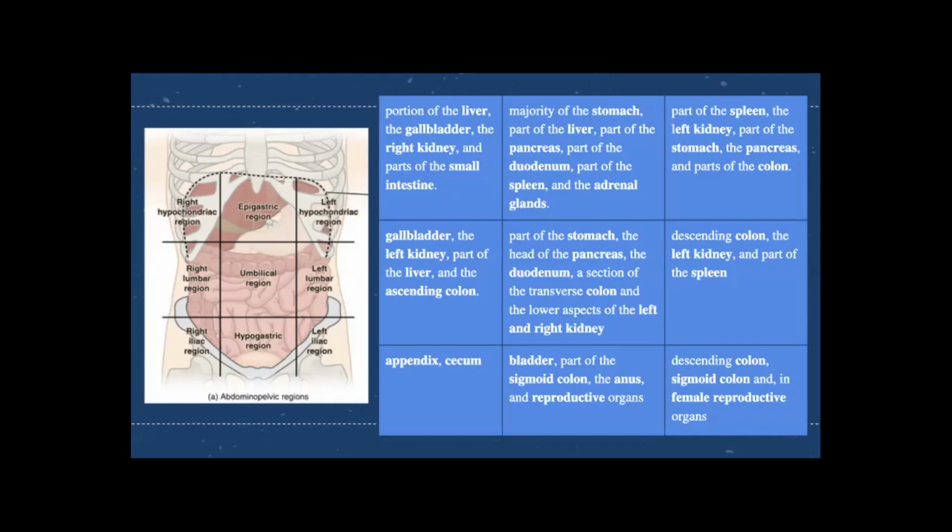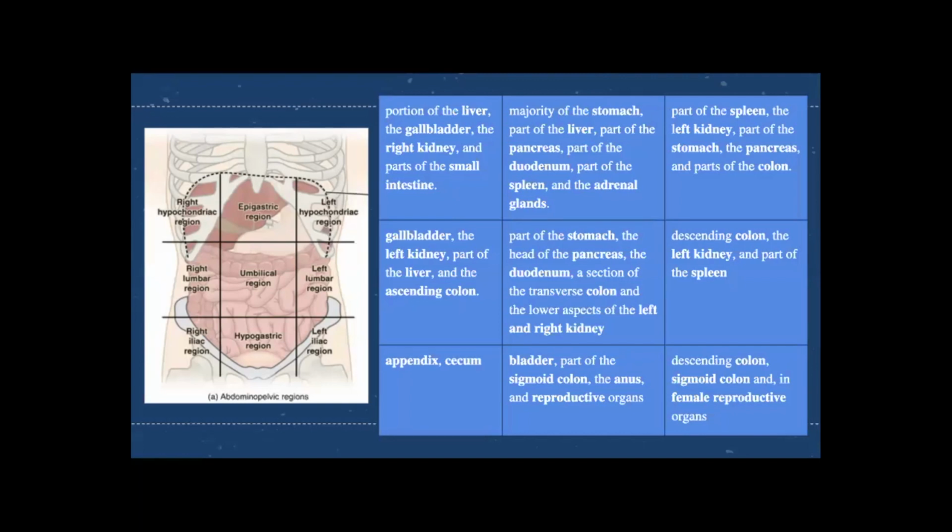If we go down another row and look at the first box, we have the right iliac region, which contains the appendix and the cecum. In the left iliac region, we have the descending colon, the sigmoid colon, and in females, the reproductive organs. For the middle column, the epigastric region, basically above your stomach, has the majority of the stomach, part of the liver, part of the pancreas, part of the duodenum, part of the spleen, and the adrenal glands.